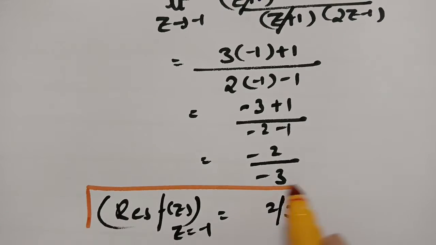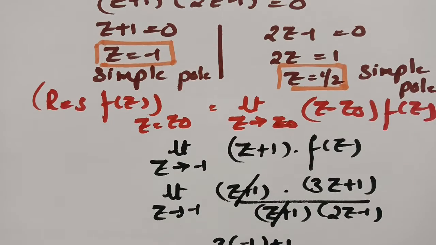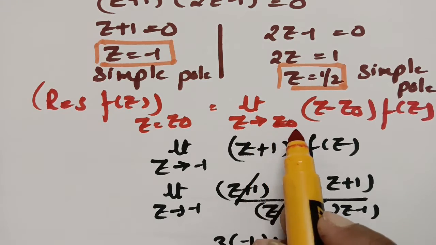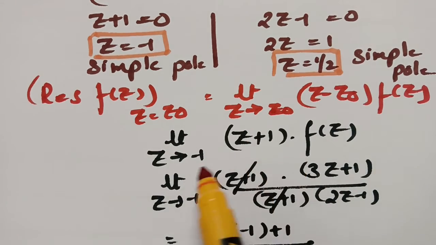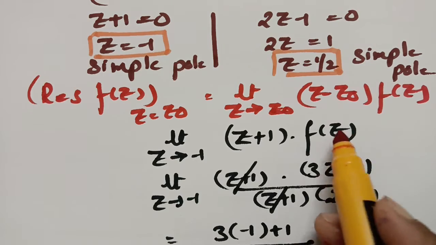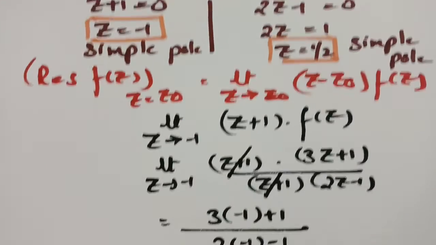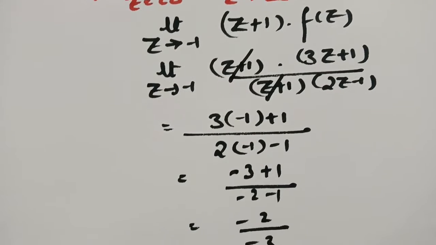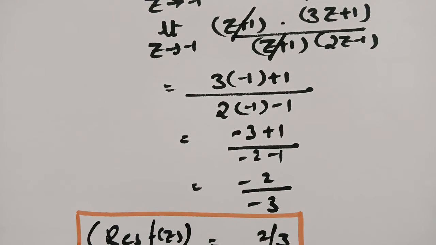Clear? So this is how we find the residue values for simple poles. For simple poles, the formula is the limit as z tends to z0 of (z - z0) times f(z). Here our z0 value is -1 and f(z) is (3z + 1) / ((z + 1)(2z - 1)). After cancelling the numerator and denominator and substituting z = -1, we got the residue value as 2/3.